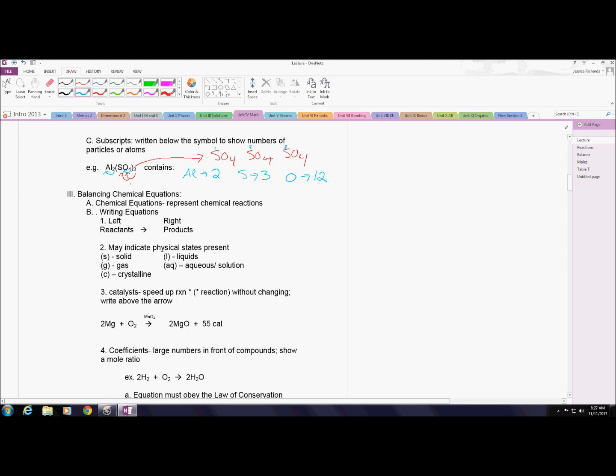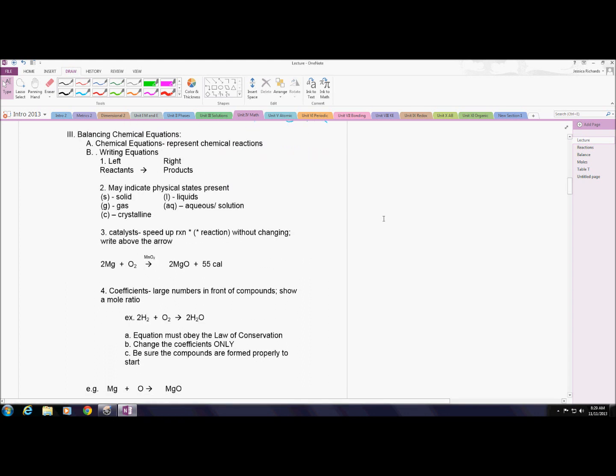This skill becomes really important for all of the rest of the math. You have to be able to count the individual atoms in your equation, or we're not going to be able to do the next step, which is balancing. Last thing we need to do for this lecture is learn how to balance chemical equations. So the first thing we're going to do is talk about what balancing means and then how to do it.